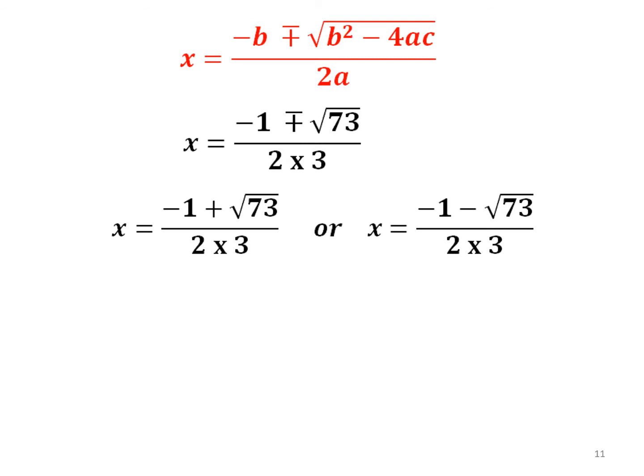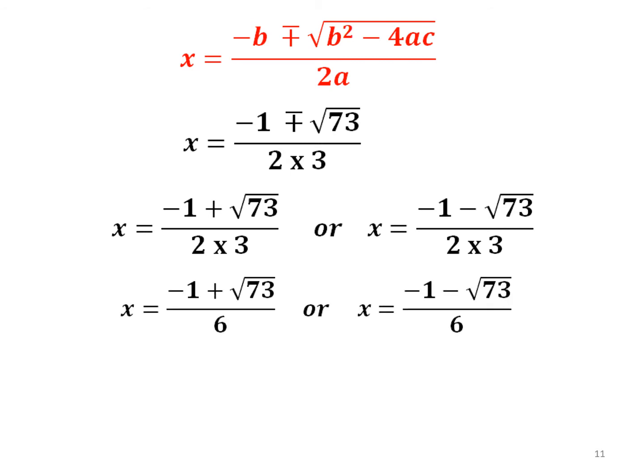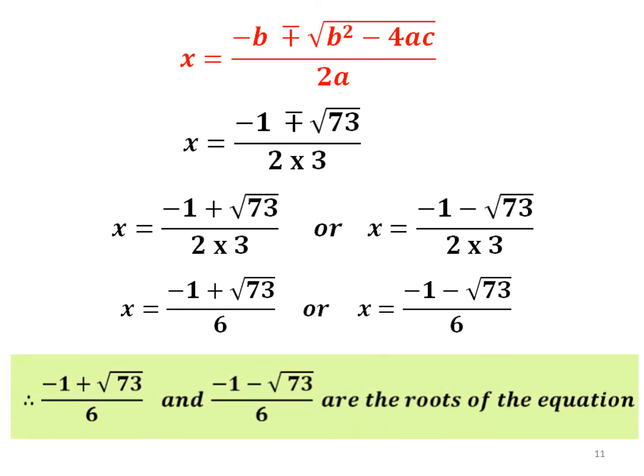73 is a prime number, cannot be simplified further, so we will leave it as it is. So we get x is equal to minus 1 plus root 73 upon 6, or x is equal to minus 1 minus root 73 upon 6. So your final answer is minus 1 plus root 73 upon 6 and minus 1 minus root 73 upon 6 are the roots of the equation.